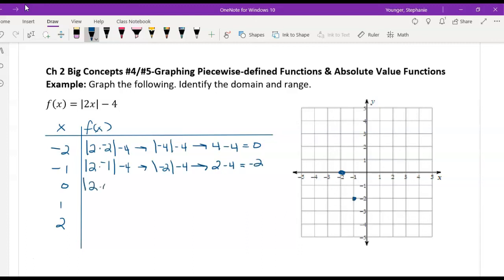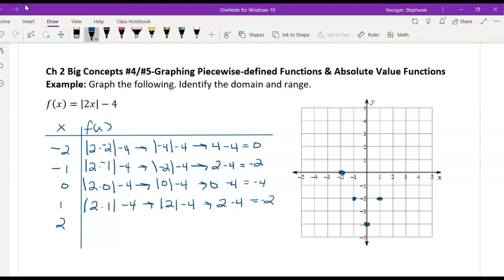So now we get 2 times 0 minus 4, which is the absolute value of 0 minus 4, which is 0 minus 4, which is negative 4. So next point, (0, -4). And now we're going to go on to the number 1. 2 times 1 minus 4, which is the absolute value of 2 minus 4, which is 2 minus 4, which is negative 2. So now we have (1, -2).